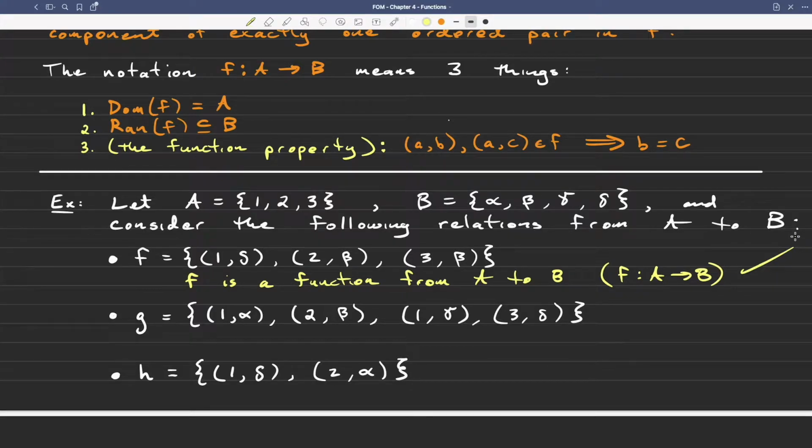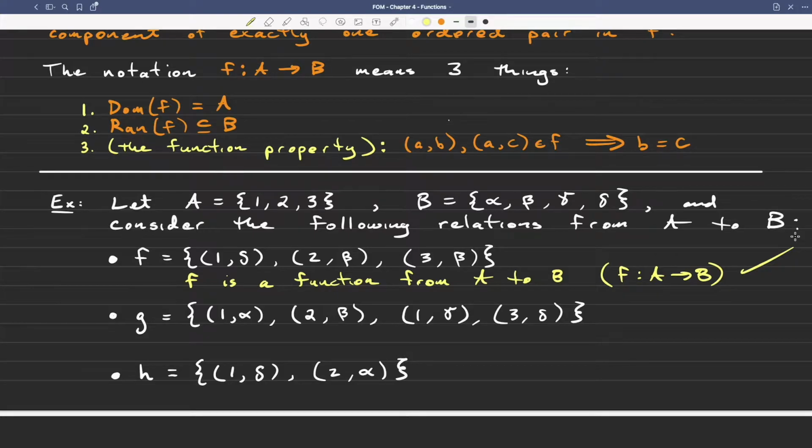Well, the domain of F is the collection of all of the first components that appear in that relation. And you can see 1, 2, and 3 are all present. So the domain is equal to A. The range is contained in B because the range is the set of all second components of the ordered pairs, and those second components are all inside of B. Now we didn't get everything back in B, so we know the range is a subset of B, but it's not necessarily equal to B.